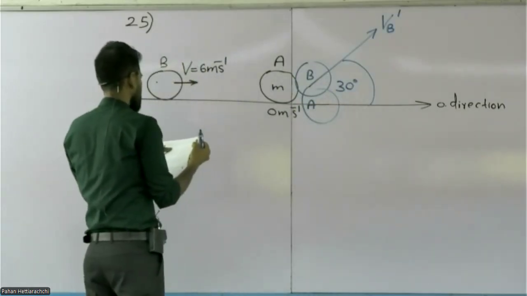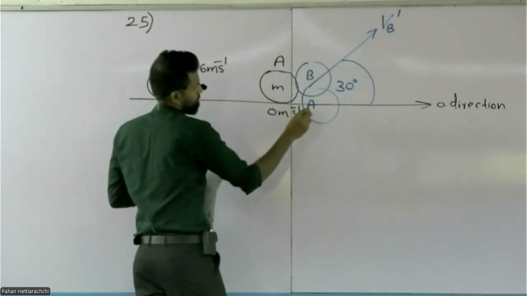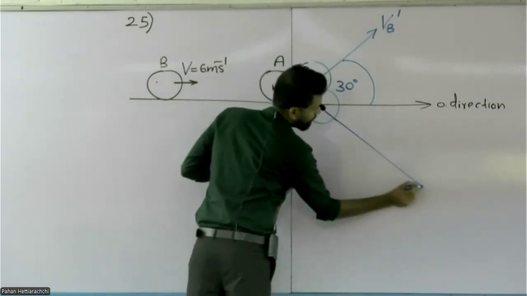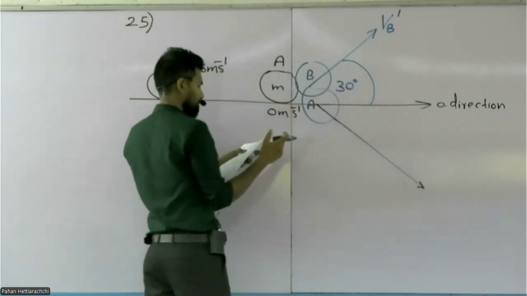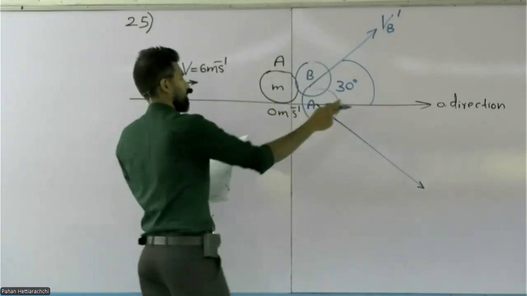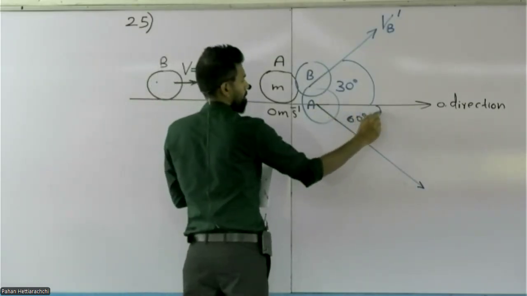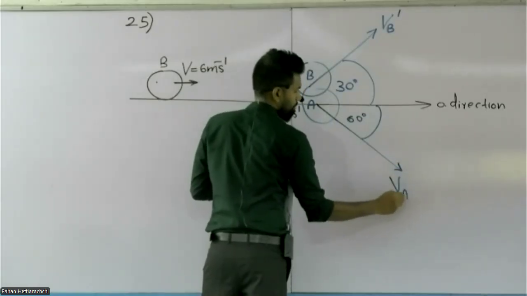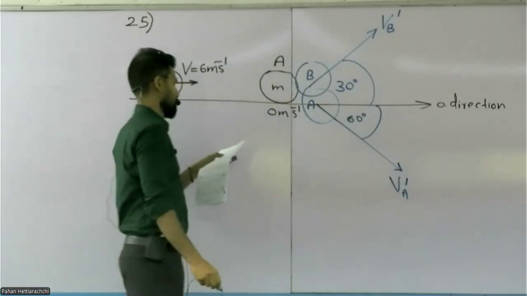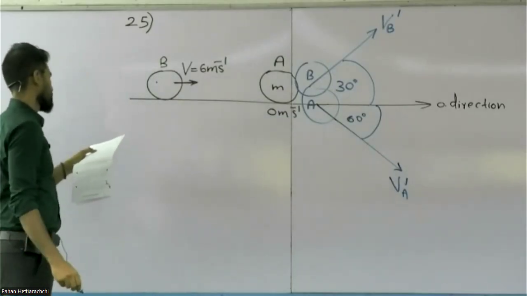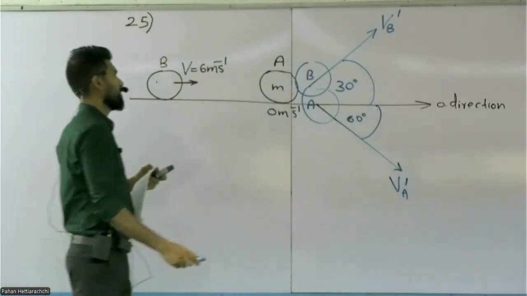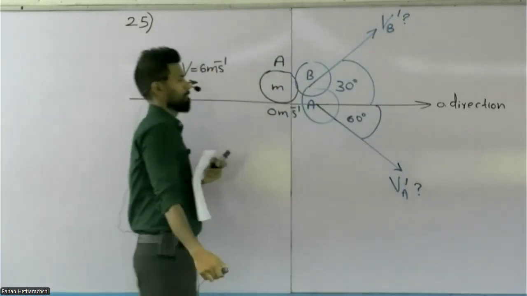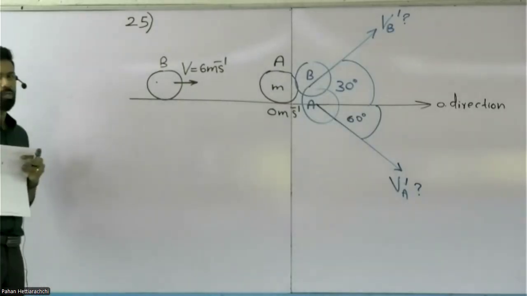Ball A moves at 60° to the original direction of B. Here it's 60°. Let's say the velocity is VA dash. Find the velocities of A and B after the collision. So you have to find VB dash and VA dash. So this is the situation.